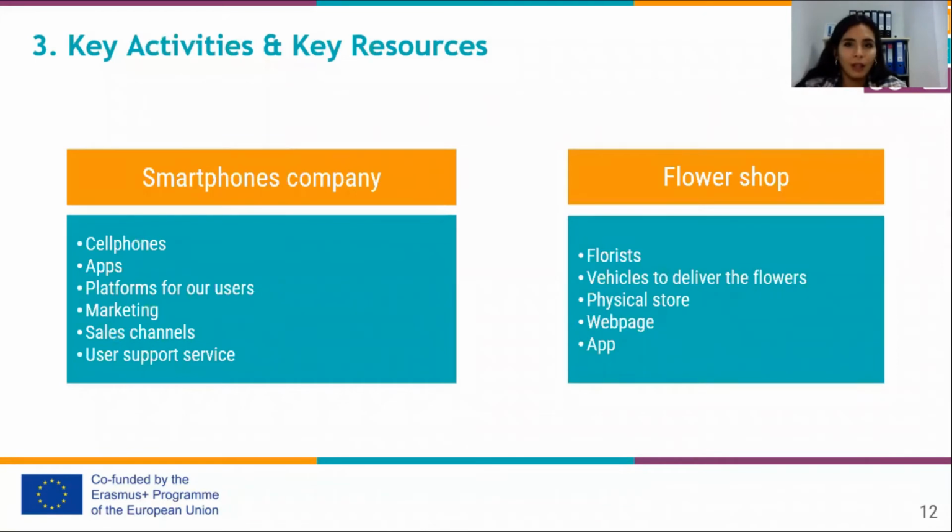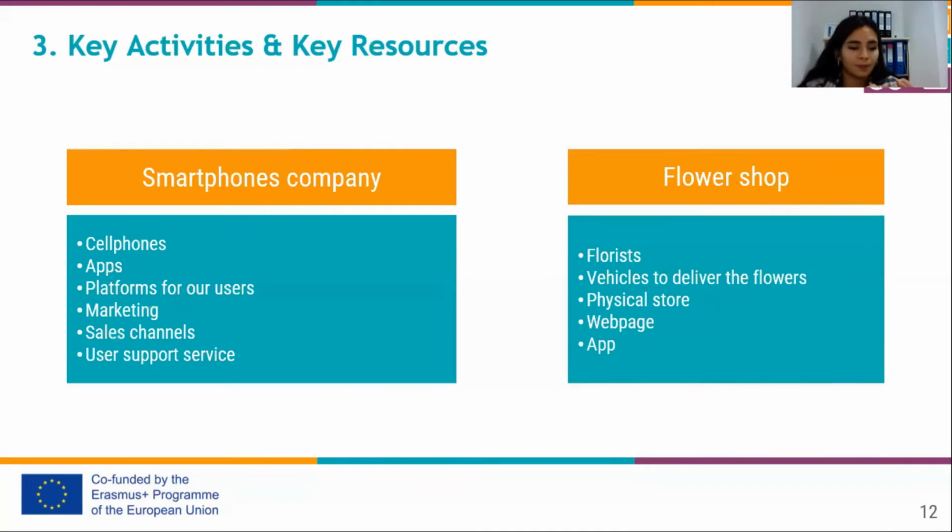Here we have 2 examples. Imagine that you have a smartphone company. You are going to sell smartphones. So which kind of key resources are you going to need? Well, I'm going to need cell phones, of course, because this is the main product I'm going to sell. But I'm going to develop other kinds of activities.